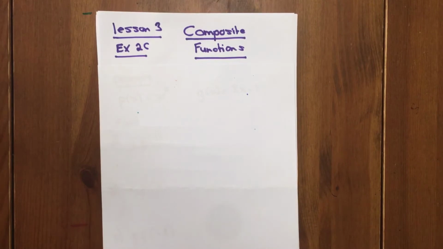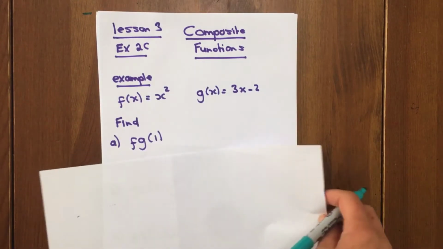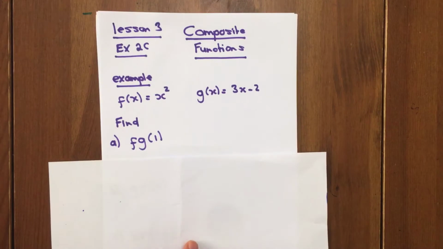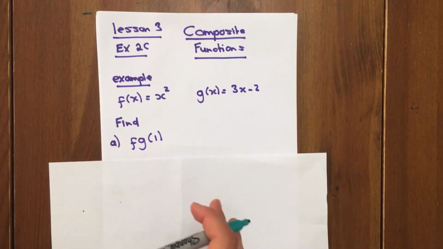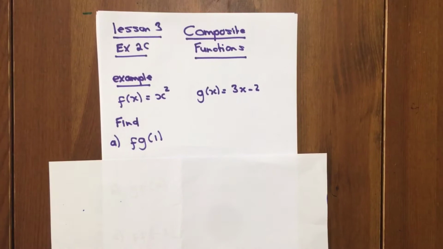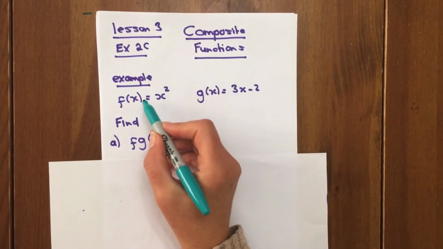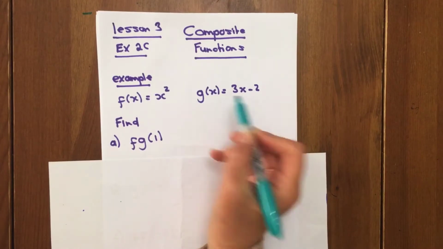Exercise 2C. Composite functions are something that you've done at GCSE, and this is the kind of question you did at GCSE level. So we'll just do a recap of GCSE, and then we'll look at how it looks for A-level questions. Okay, so f on g of 1. You've got your two functions f and g.